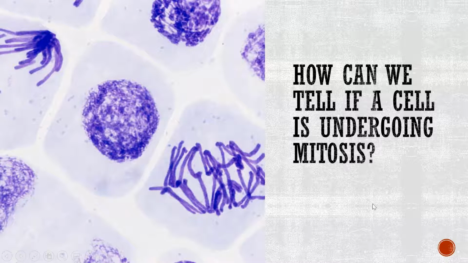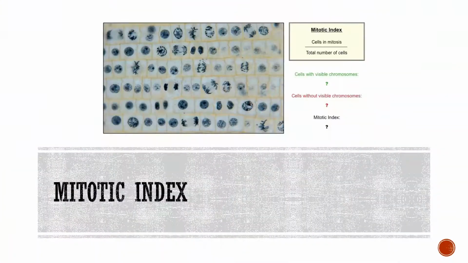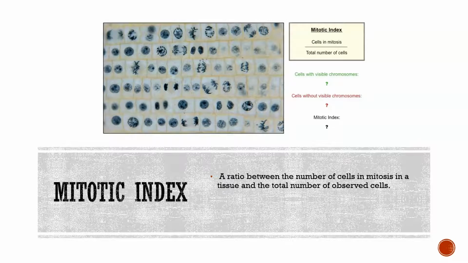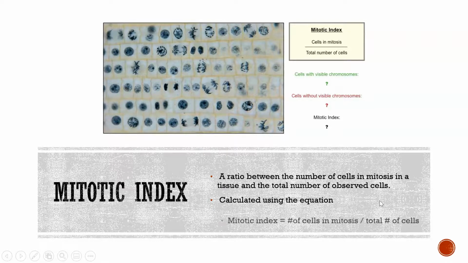How can we tell if a cell is undergoing mitosis? There's a question. We've got this thing that we call the mitotic index, and it's the ratio between the number of cells in mitosis in a tissue and the total number of observed cells. So if you look here, you can see all of these cells, and certain ones of those are in the stage of mitosis.